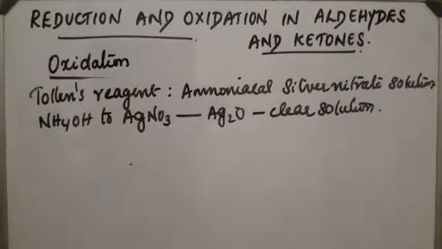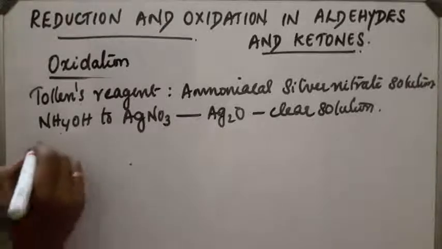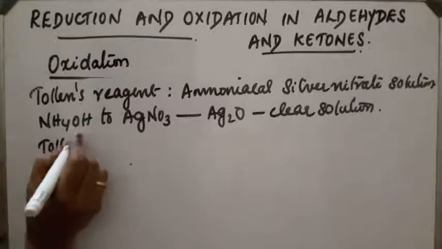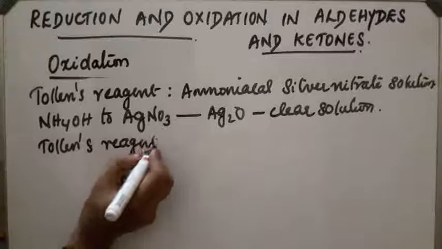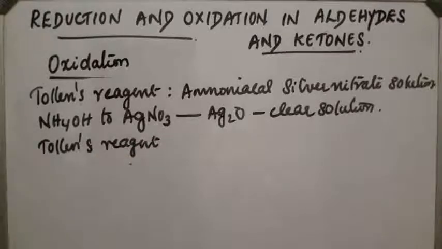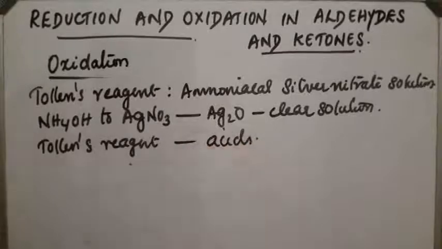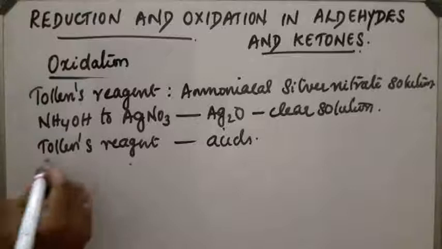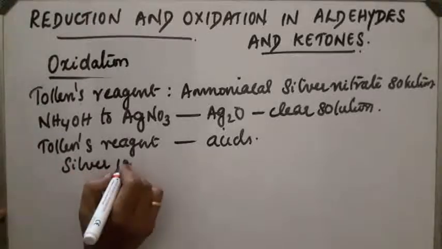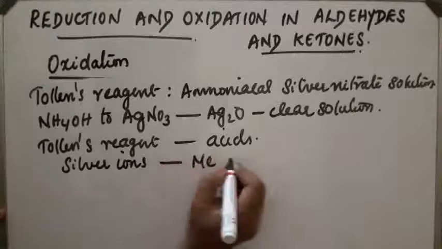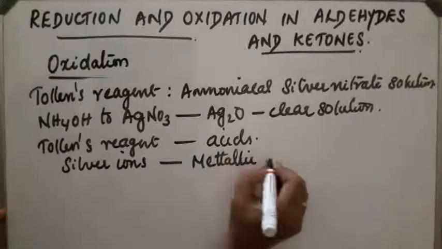Tollen's reagent on reaction with aldehydes, what will happen? It will get converted into their acids. Ketones will not give this reaction. Tollen's reagent oxidizes aldehydes and forms the corresponding acids. At the same time, the silver ions present in this solution are reduced to metallic silver.